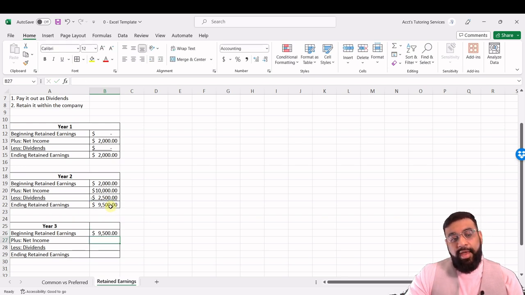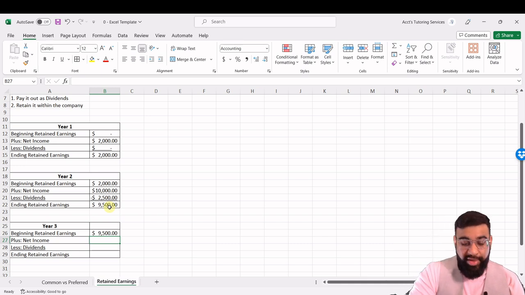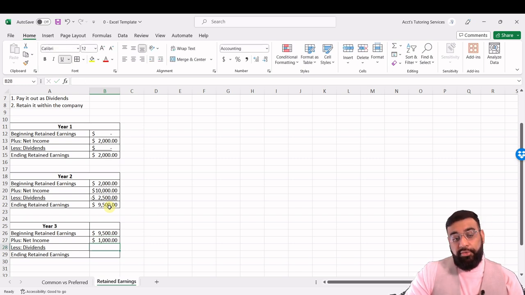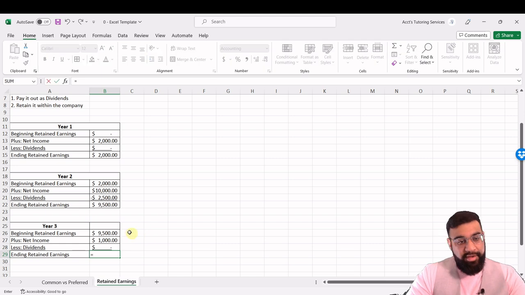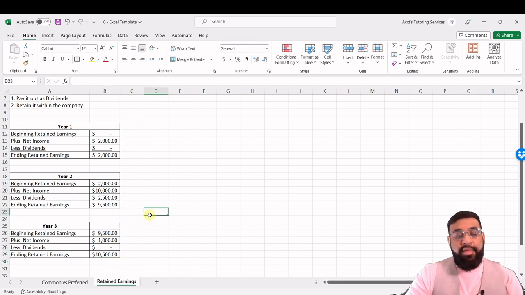Now let's say that in year three, business has gone downhill. This is tough. We actually had profits of only $1,000. With $1,000 profit and business going downhill, let's not declare a dividend. So once again, our dividends in year three are going to be 0. Now our ending retained earnings is 9,500 plus 1,000 minus 0, which is 10,500.